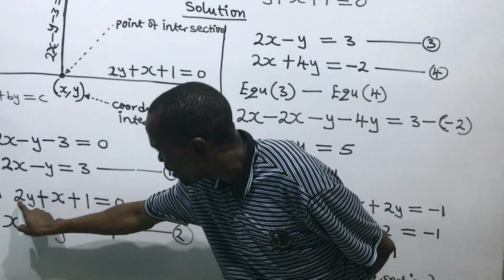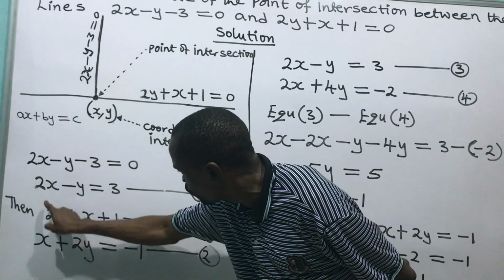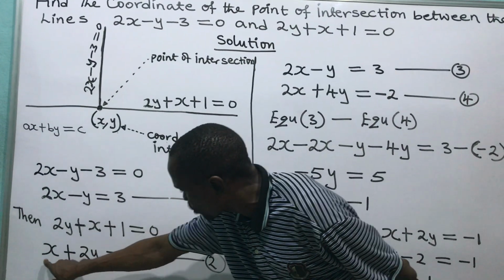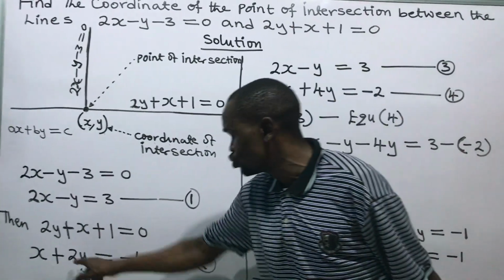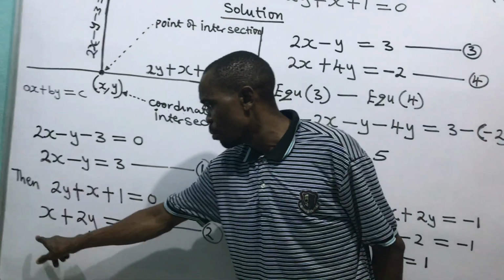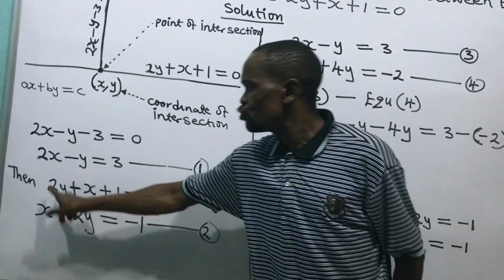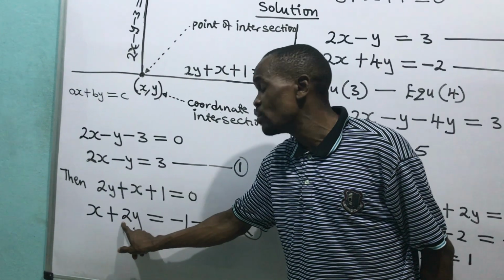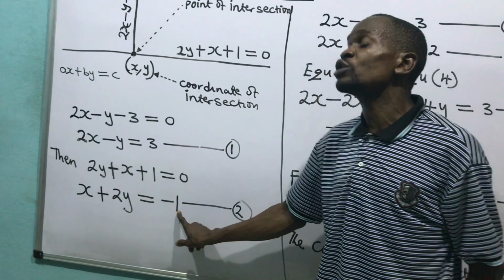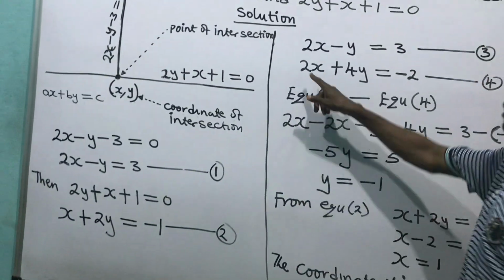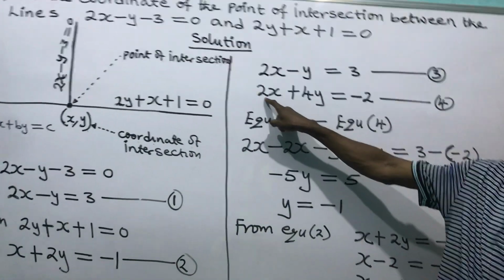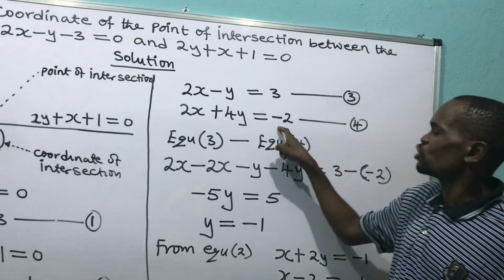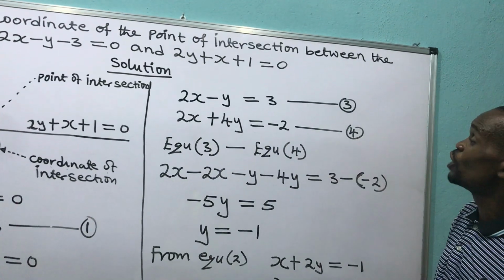Then coming to this, I have to take the coefficient of x in equation 1, which is 2. I'm going to use this coefficient to multiply equation 2 throughout. Then 2 times x will give me 2x. 2 times 2y will give me 4y. 2 times minus 1 will give me minus 2. And that's what you see here. And I call it equation 4.